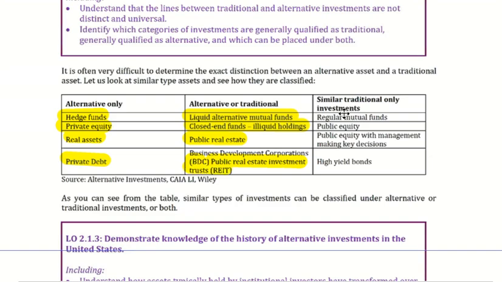When we talk about a traditional only investment, on the hedge funds side, mutual funds, and on private equity, what would compare to private equity on the traditional side? Public equity, in other words, equity that is traded on a public exchange. Real assets, public equity with management making key decisions, and high yield bonds would be a similar traditional only investment when you're comparing on the private debt side.